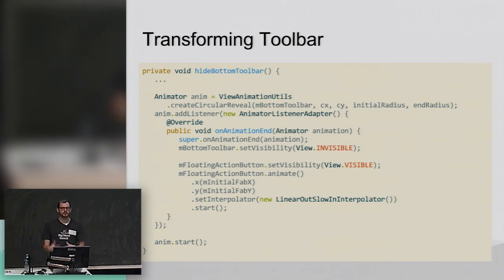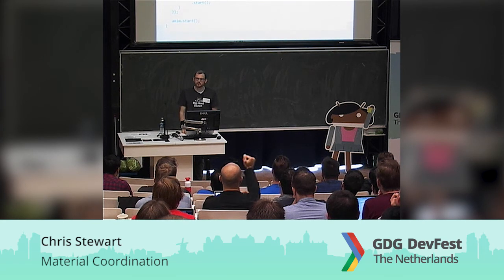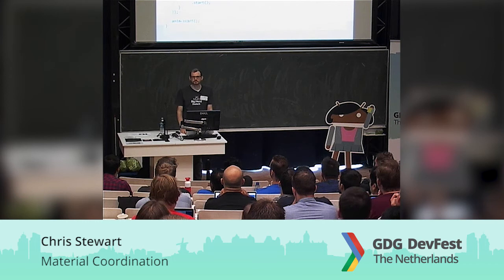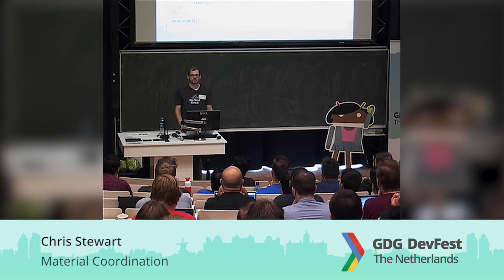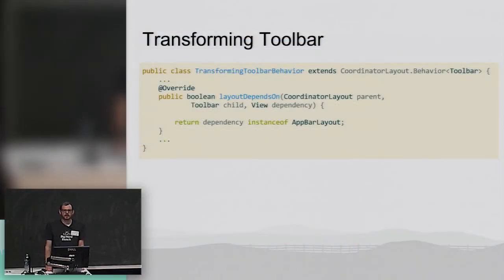So there is a little bit of code you have to write to make that happen, and this is the only code in the whole talk that is dependent on Lollipop. Everything I've shown so far will work just fine on any version of Android that you care about, but this circular reveal API is a Lollipop-only API. So this part isn't too important. I want to talk about how this works with coordinator layout. And that's this transforming toolbar behavior that I created.